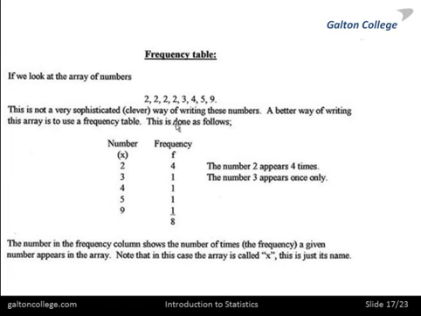The 3 only appears once. The 4 appears once, 5 once and 6 once. Add those up, we get 8. 2, 4, 6, 8. There are 8 numbers and the frequency adds up to 8. So what we've done is we've made a frequency table. We've worked out that there are 4 2's. So we can represent that set of numbers as a frequency table.